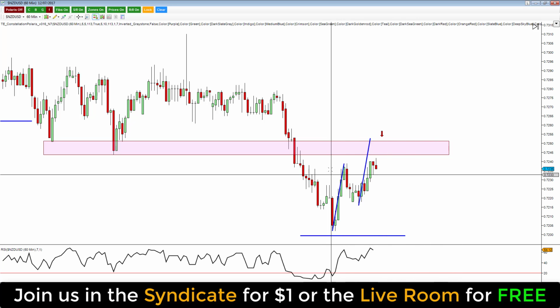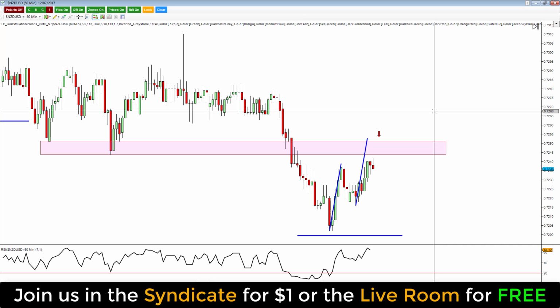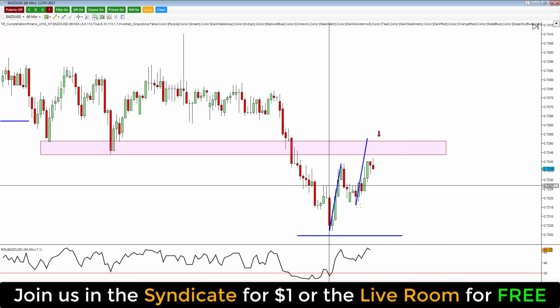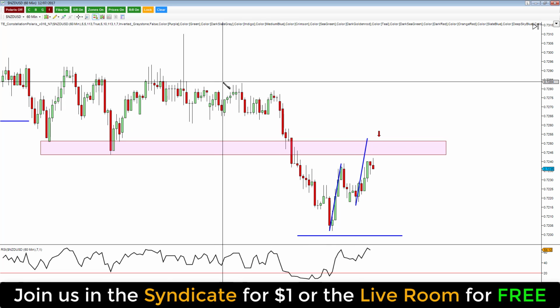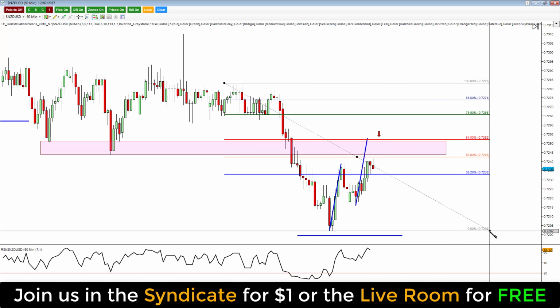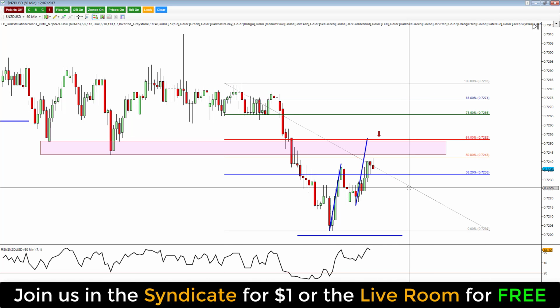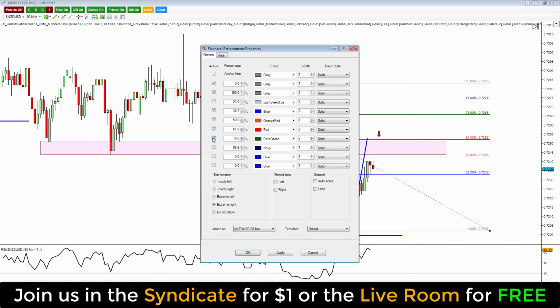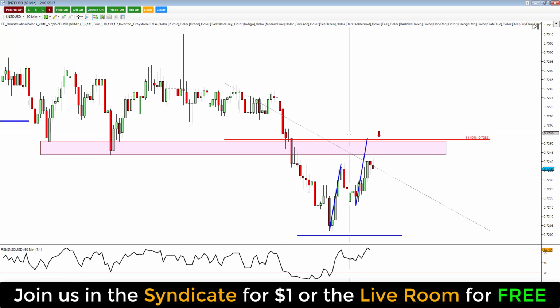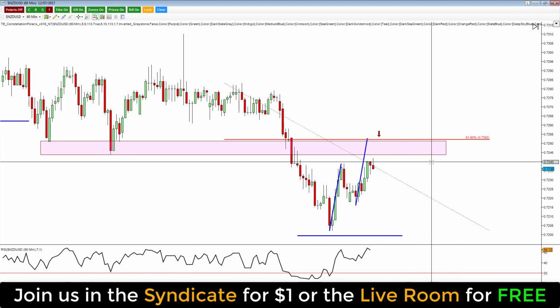And what I'm going to do is try and build out as much confluence as possible in this zone. And the next thing I'm going to do is bring on some fibs. So I'm going to bring on the fib retracement tool and just go from this high down to the low. You can see we've got a 618 retracement lining up perfectly there. Let's just remove some of these unwanted ratios, keep it nice and clean. So we've got a 618 retracement.